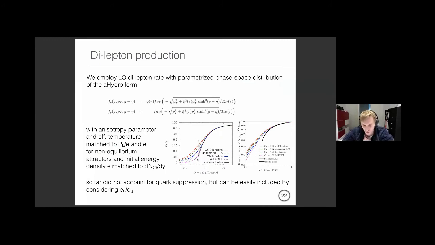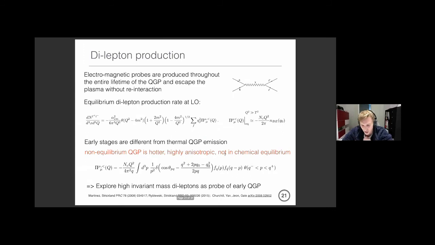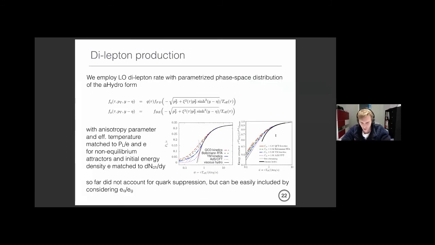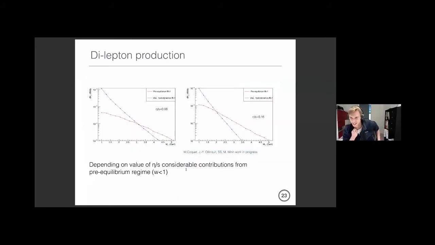So basically, the input to this are these pressure over energy density curves and the evolution of the energy density. Now, so far we didn't account for quark suppression, but this can be easily included if you consider the energies of the additional species. Okay, so last result.